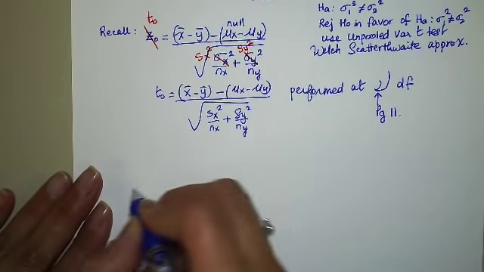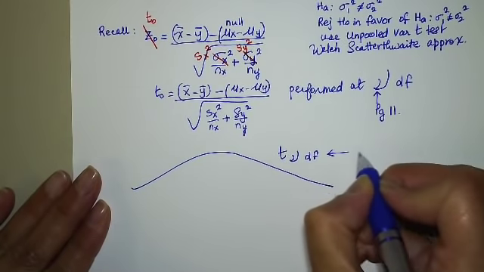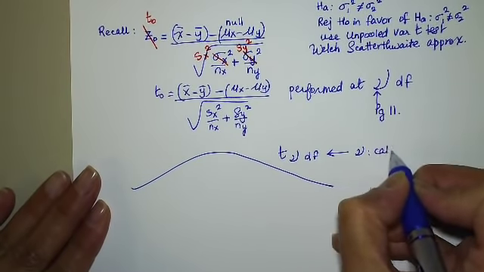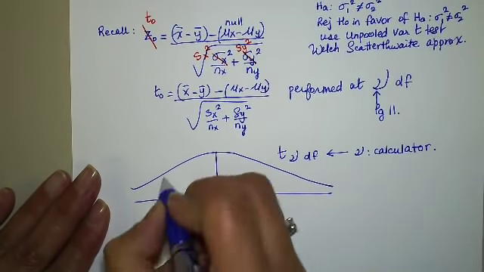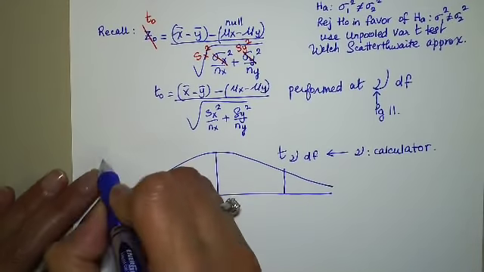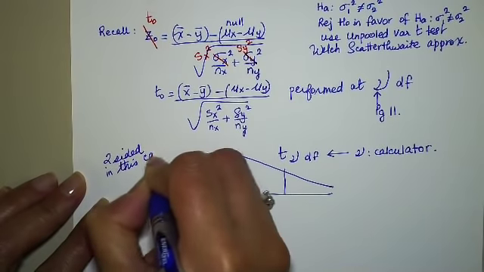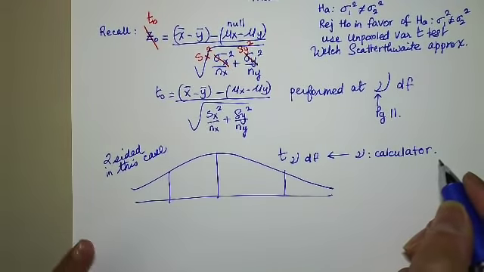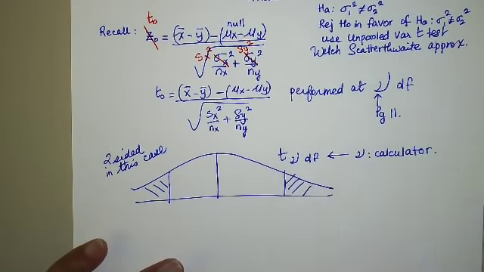So this T-test is performed, here's a T, at nu degrees of freedom, where I'm saying let the nu come from the calculator. And let's say it's two-sided in this case. You go and you drop your T naught into one of these three regions and reject or do not reject accordingly. I'm going to do a problem right now.